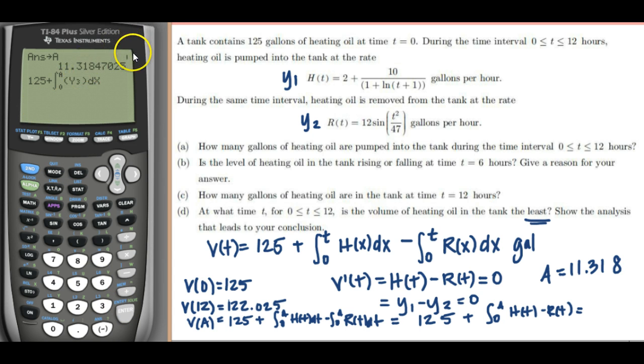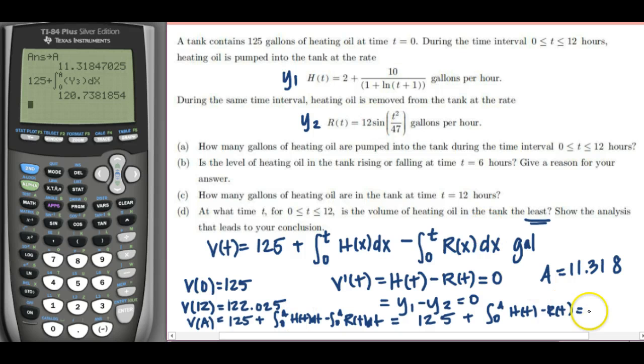Which is going to take the calculator just a couple seconds longer because now it has to reference some other functions, but definitely not too long. So that means that 120.738 is my answer to V of A. So the minimum value, that's right, 120.738, is the smallest.